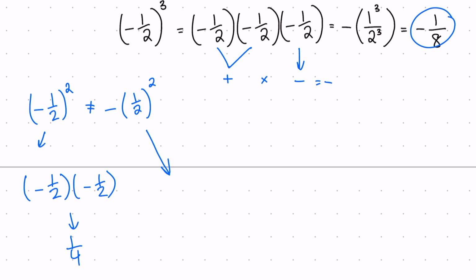If we look at this, it is the same thing as saying negative, so minus 1, times 1/2 times 1/2, because this power is applied to this base, not applied to this negative sign. So that's going to be the same thing as saying 1/2 times 1/2, so 1/4, and then multiplying that by negative 1, so negative 1/4. So you need to be careful about your use of brackets.